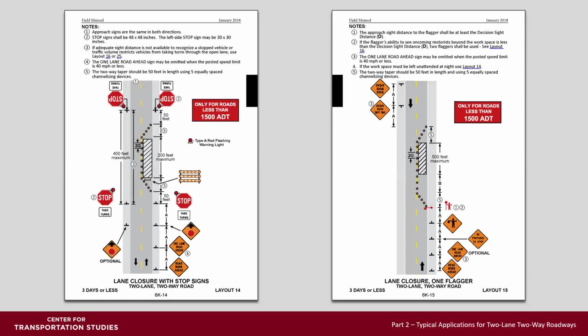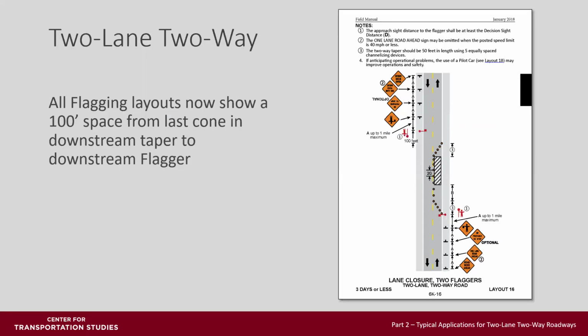We talked about using layout 14 when you have a longer term project. And again, note that it's for roadways less than 1,500 ADT for both of these situations. For layout 16, all flagging layouts show a minimum of 100 feet. I keep repeating that because it's very important to keep that space open, especially for larger commercial vehicles.